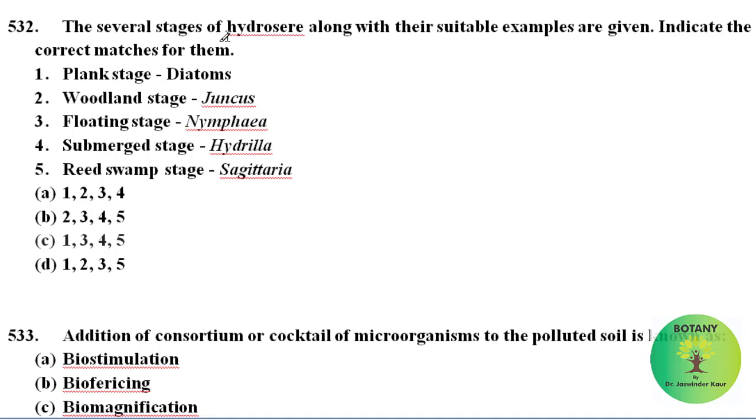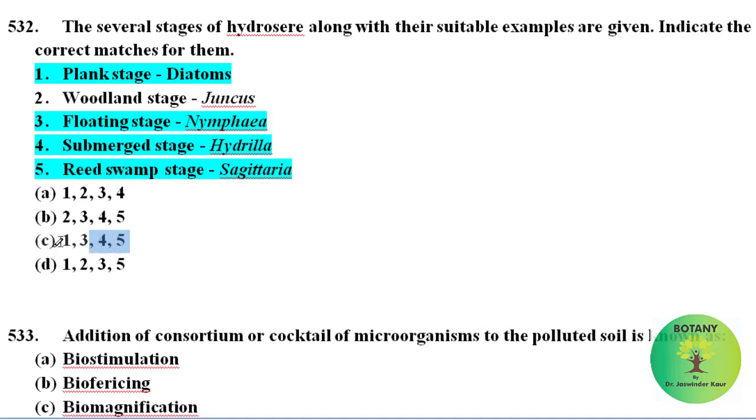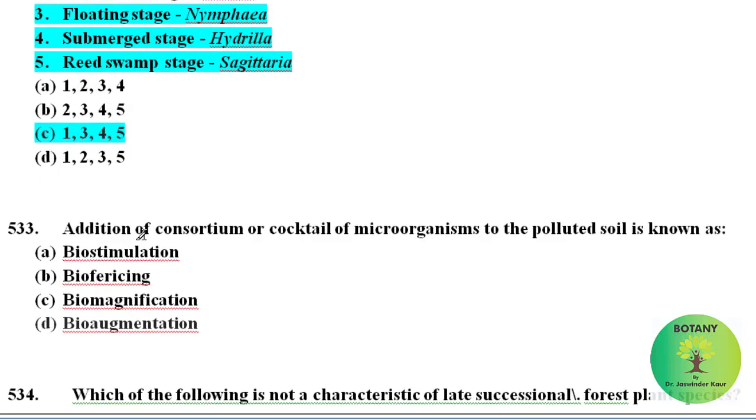The several stages of hydrosere along with their suitable examples are given. Indicate the correct matches for them. Plankton stage, diatoms are present, this is correct. Then woodland stage, Juncus, no, it's incorrect because Juncus is a herbaceous species and can't be present in the woodland stage. Then floating stage, Nymphaea is present, this is correct. Submerged stage, Hydrilla, this is also correct. Reed swamp stage, Sagittaria is present, this is also correct. So among these, option C is correct, that is 1, 3, 4 and 5.